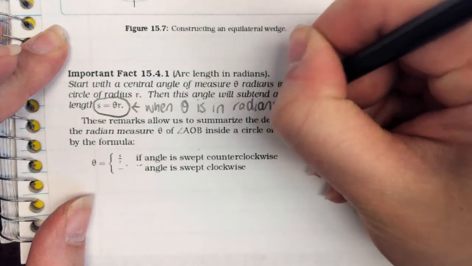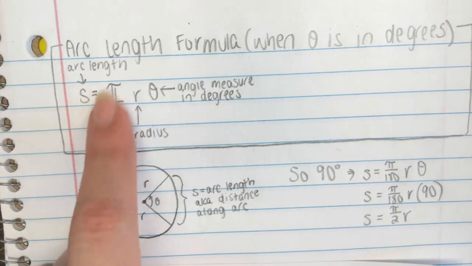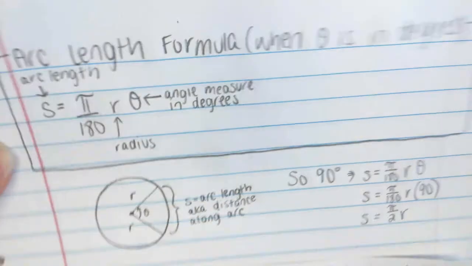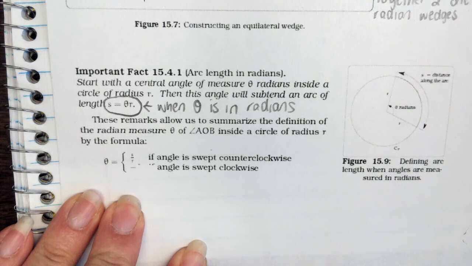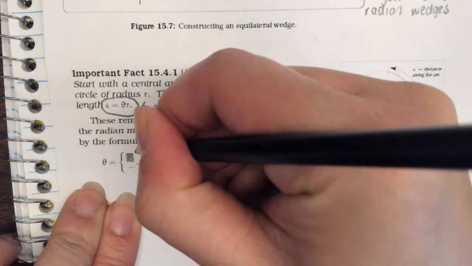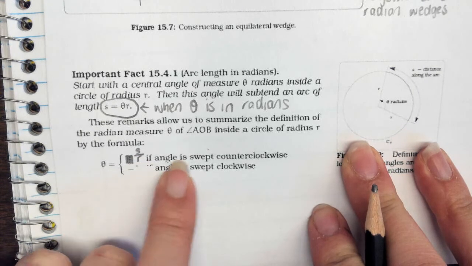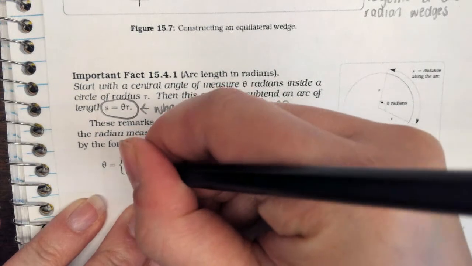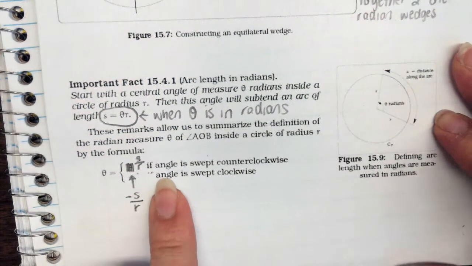You might have already written this in your notes, right? Because if you remember, this was the equation we use when the angle is in degrees, which makes sense because then we're going to convert it by multiplying by pi over 180. If it's already in radians, no extra conversion is needed. These remarks allow us to summarize the definition of the radian measure theta of angle AOB inside a circle of radius r by the formula, okay? This is hard to see, so I'm going to write this out for you. Theta equals s over r, if the angle is swept counterclockwise. It is negative s over r if the angle is swept clockwise.